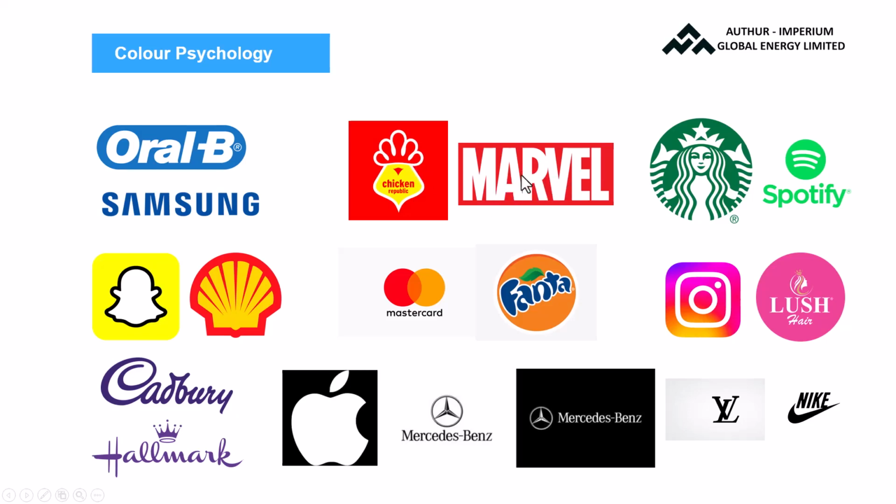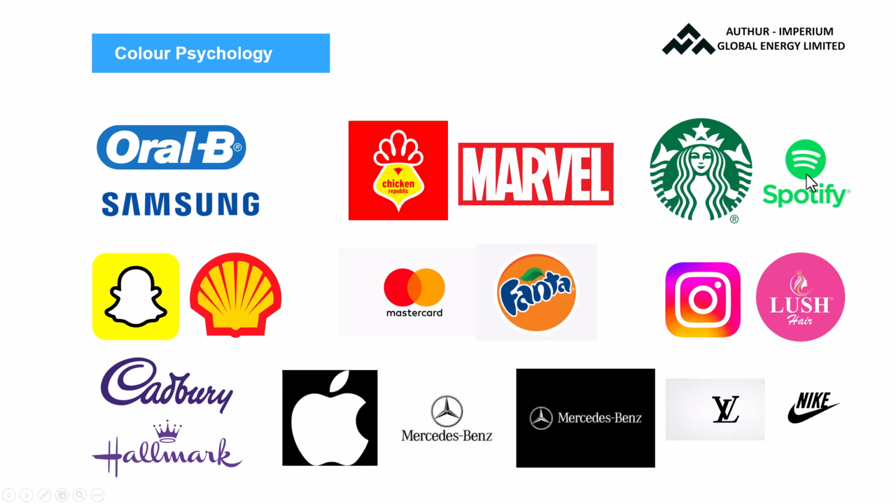So see them going with the red color here. Then Starbucks. Starbucks is a coffee brand popular outside Nigeria. So you see them going with green color, representing nature. So they want to communicate that most of their products are made with nature.